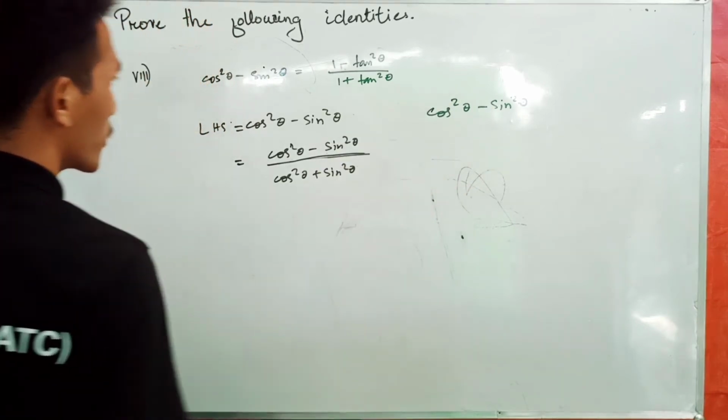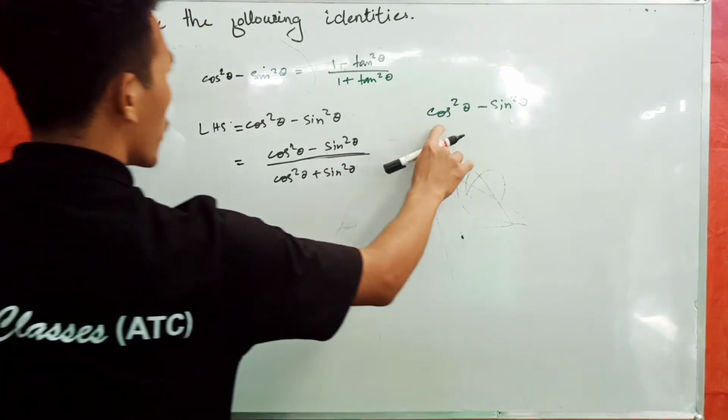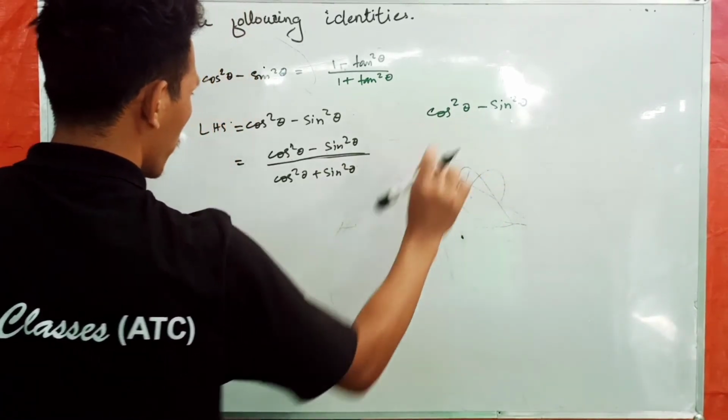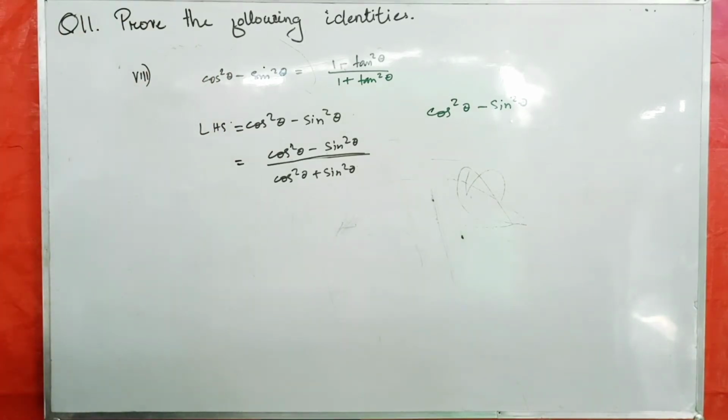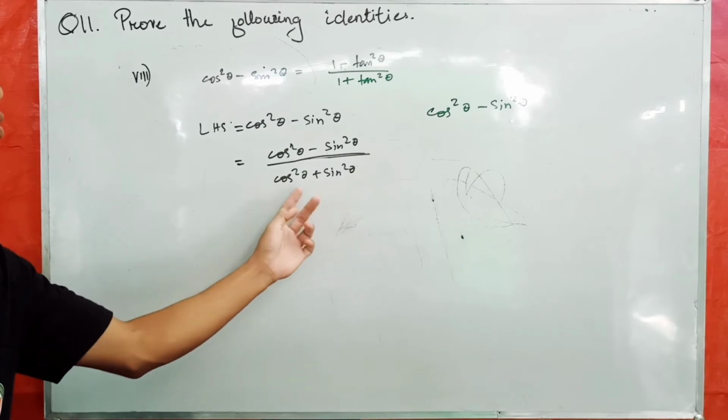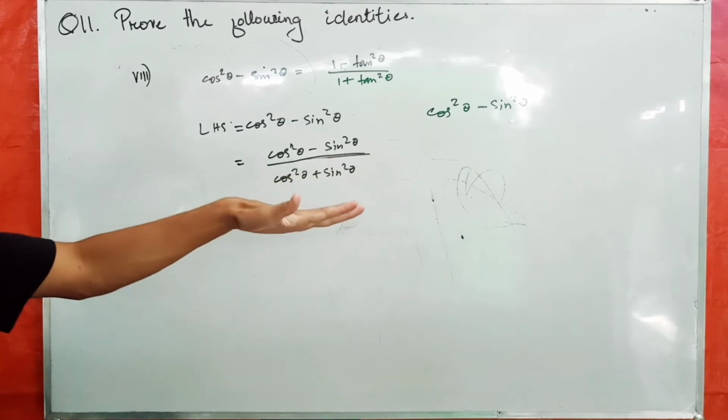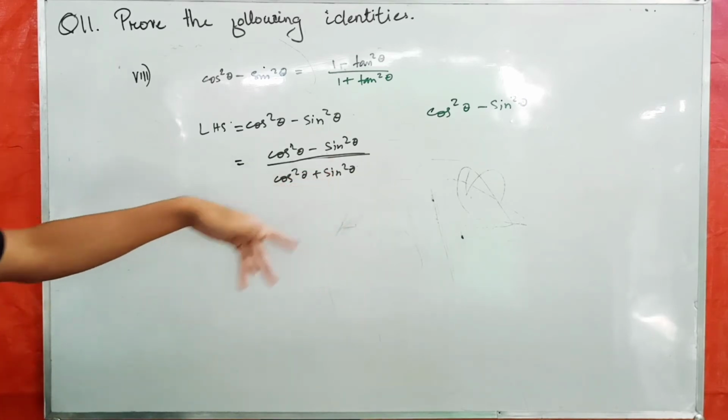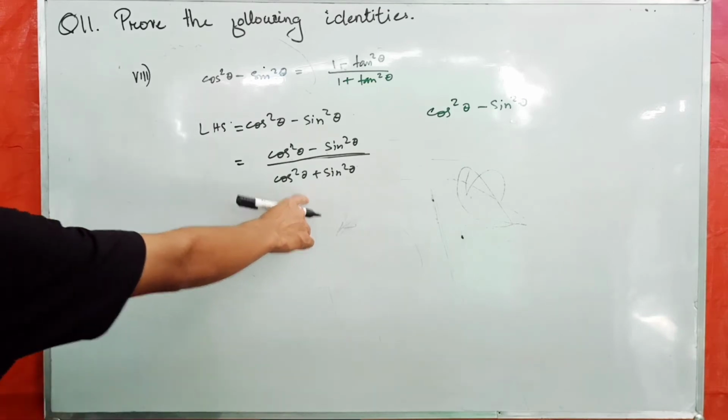There is 1 below this one. So you have to keep in mind, that 1 is equal to sin square theta plus cos square theta is equal to 1. The formula. So instead of 1 I keep this one. Still the same.